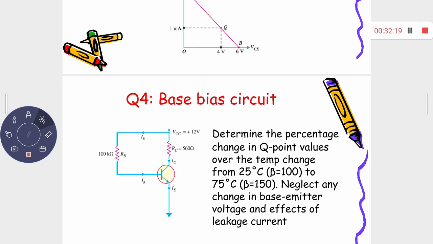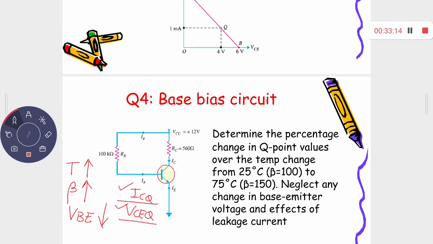And obviously, when there is an increase in temperature, you expect that beta must rise. And at the same time, you also expect that this VBE must drop. As temperature changes, VBE must drop. So here, to find out that particular percentage change in Q point values, as we have mentioned, there are two Q point values. One is ICQ, second one is VCEQ. So you have to find out the change for each of these: the percentage change for ICQ as well as the percentage change for VCEQ.